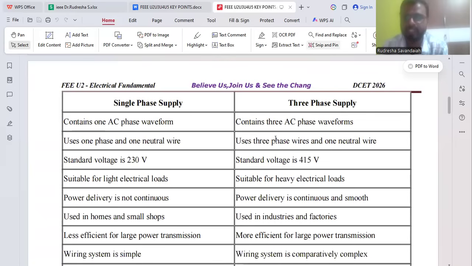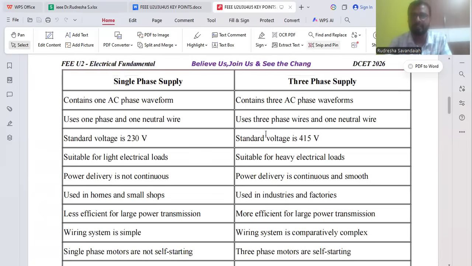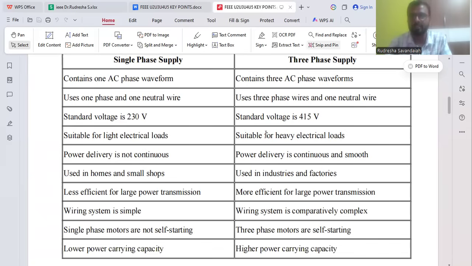Single phase supply and three phase supply. What is the difference between single phase supply and three phase supply? I just discussed that single phase is used for domestic applications and three phase is used for industrial and heavy duty applications.